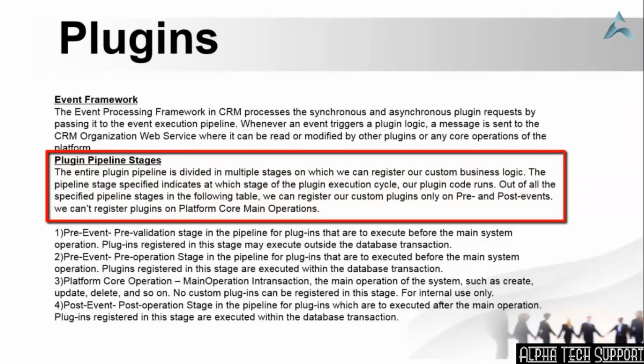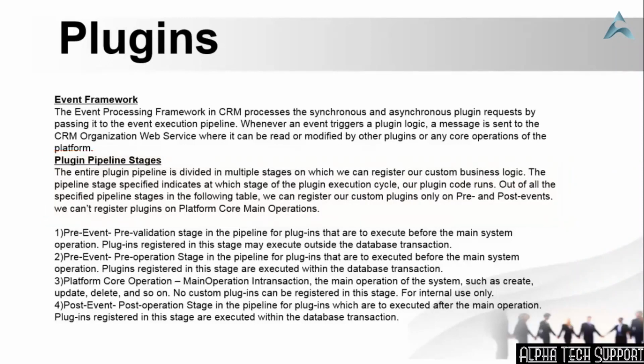The entire plugin pipeline is divided into multiple stages on which we can register our custom business logic. The pipeline stage specified indicates at which stage of the plugin execution cycle our plugin code runs. Out of all the pipeline stages in the following section, we can register our custom plugins only on pre and post events. We can't register plugins on the platform core main operations.